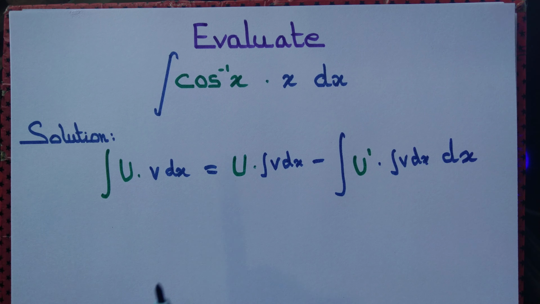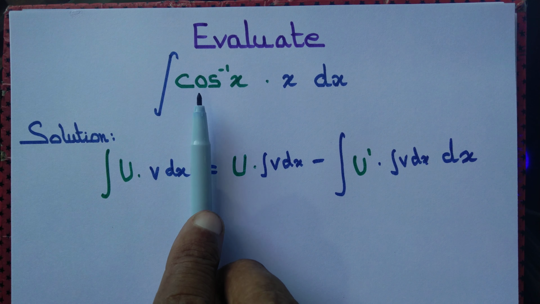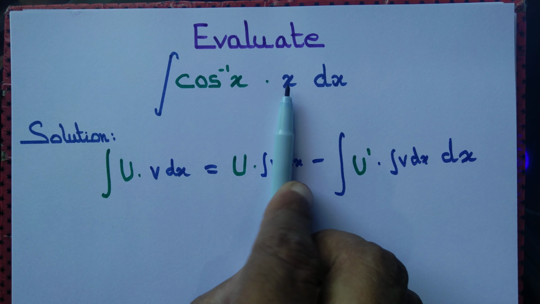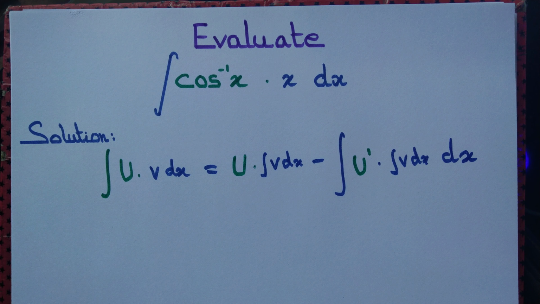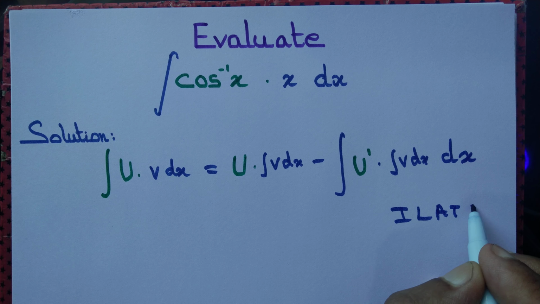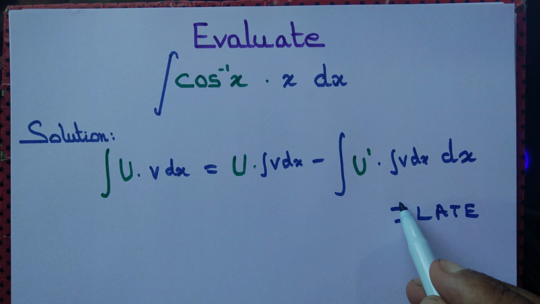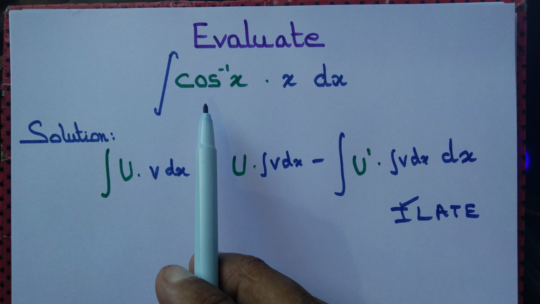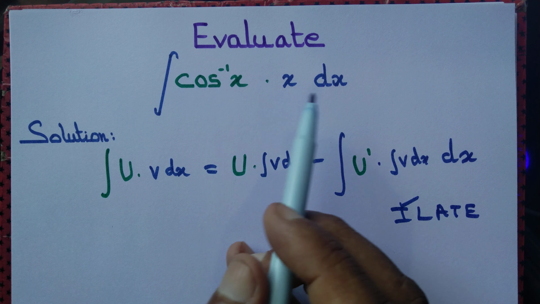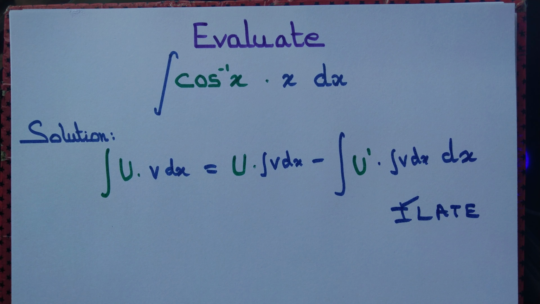Obviously, the question is, which one should I take to be the first function? Should I take cos inverse of x to be the first function or x to be the first function? That matters. But we have a standard idea called the ILATE rule. I stands for inverse function. Since inverse function occurs first, we will evaluate the integral using the inverse function as the first function. So let's start.